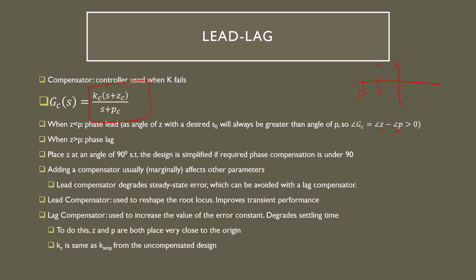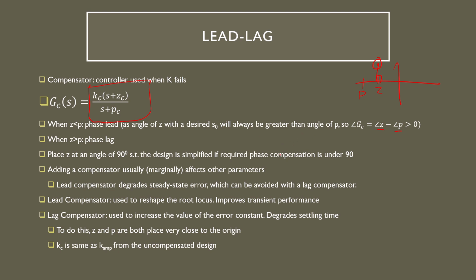And if you don't know where to place Z, you just put it directly underneath the pole you're trying to reach. So if you're trying to achieve this pole, and you can't achieve it with a proportional control, just put Z right under it so you get an angle of 90 degrees with it. And then this makes the calculation of angle P much easier.